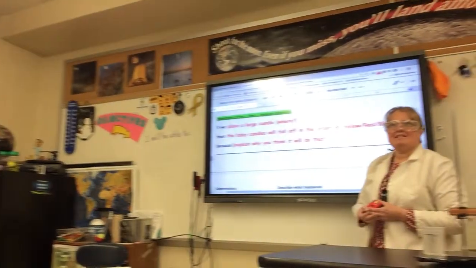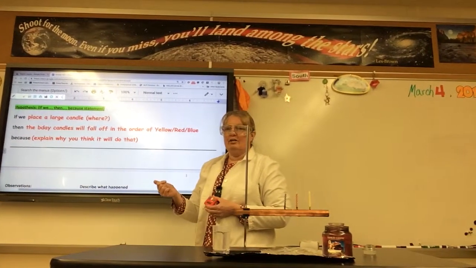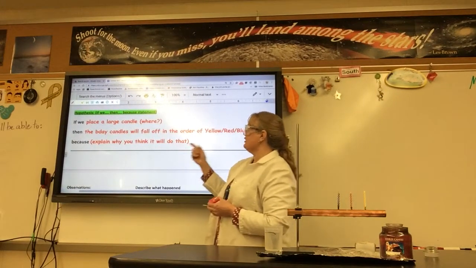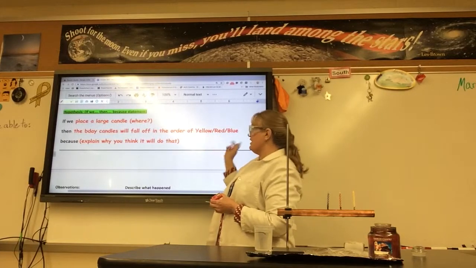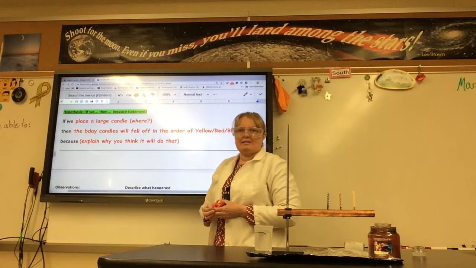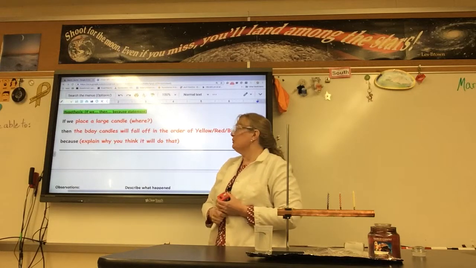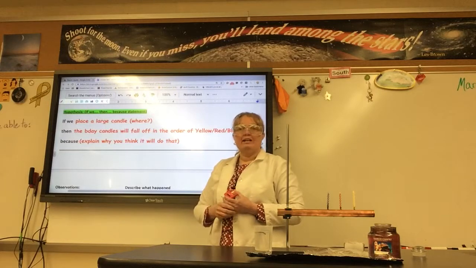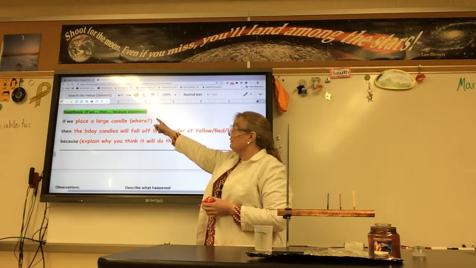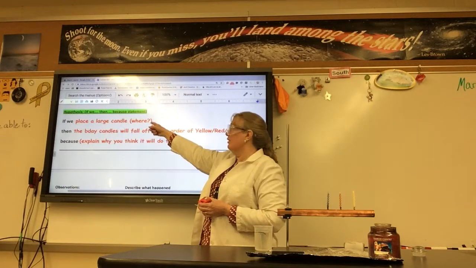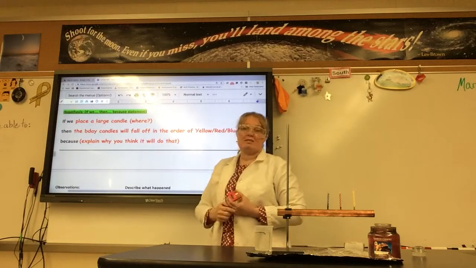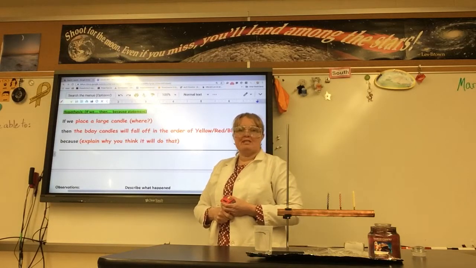All right, so our hypothesis is if we place the big candle at the end of the pipe, then the birthday candles will fall off in order, yellow, then red, then blue, and because. And you need to explain why you believe that it would do that. So pause the video and write in your hypothesis. You can copy this one with whatever decision you made, which we're going to say at the end of the pipe. Copy this one, and then you have to give your explanation why you believe that would be the best place. So pause the video and come back when you're ready.